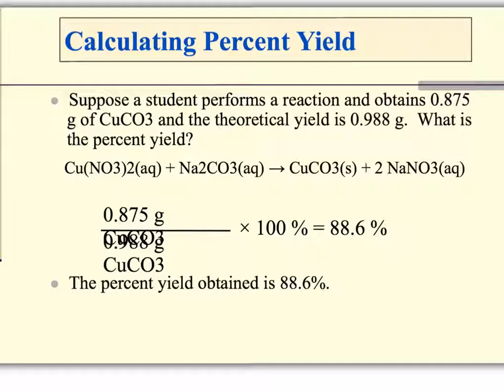In these problems, we have a very simple equation: the actual divided by theoretical times 100 equals the percent yield. So let's identify each of these components. We had 0.875 grams obtained. This is our actual, and we'll put it right here in our equation. The theoretical yield is 0.98. It will go right here. We multiply it times 100, and we get 88.6% yield.